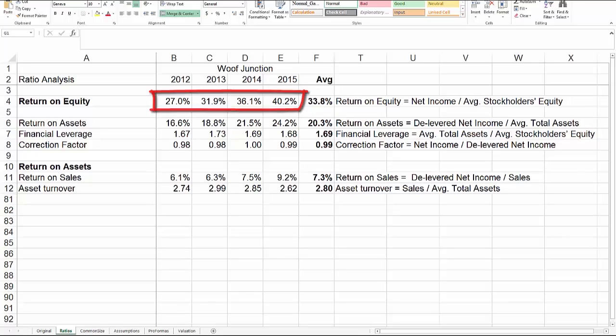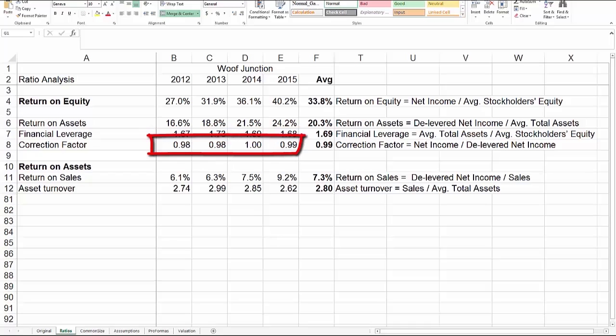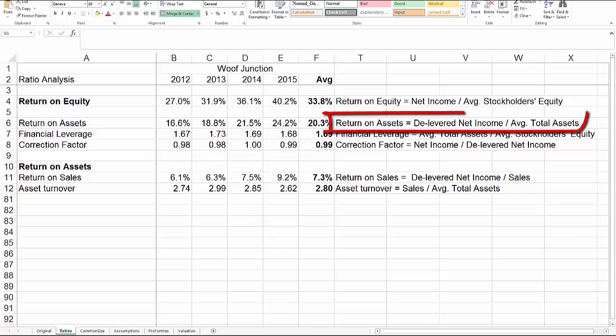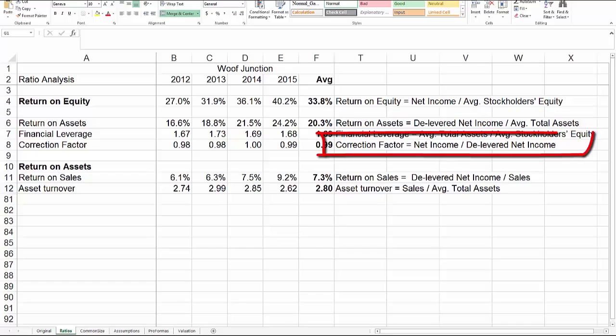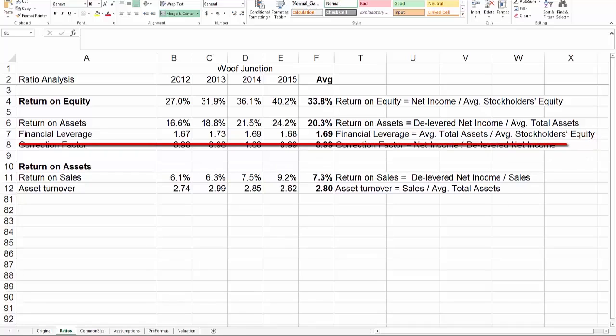Well, we can look at the two drivers, return on assets and financial leverage. Now, I've thrown in a third factor, a correction factor, because remember, for return on assets, we now use delevered net income. So once you put in delevered net income, ROE is no longer equal to ROA times leverage. You also have to add a correction factor, which is the ratio of net income to delevered net income. This is not important. We're not going to do anything with this. I just put it in for completeness.